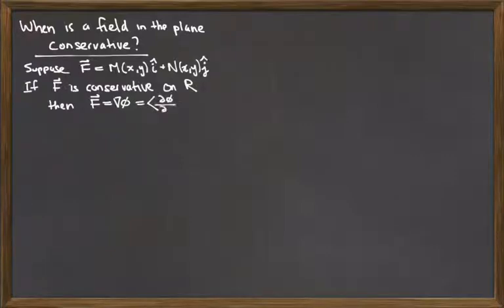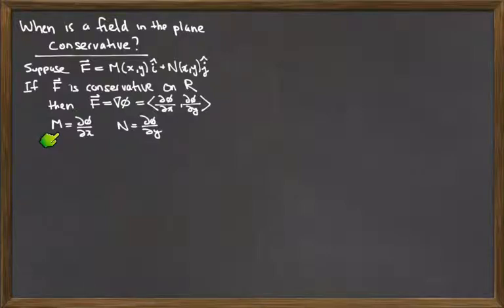To compute the gradient, you take the partial derivatives of phi. So the first component will be d phi dx and d phi dy. Comparing the components, if this is really a true equation, it must be that my m is d phi dx, the first partial derivative with respect to x. And that n, the other component, the j component, is d phi dy.